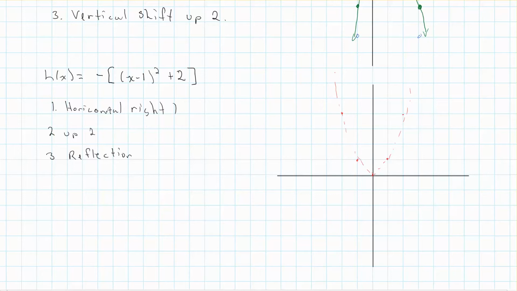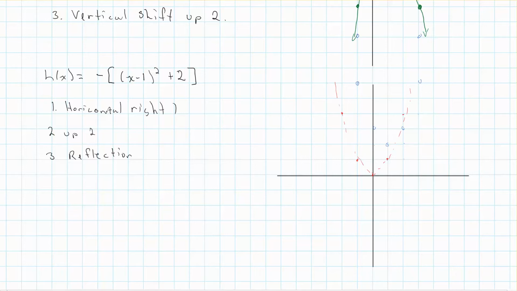And then we're going to do horizontal shift right 1 and then up 2. So I can do those at the same time. So right 1, up 2. So that'd be right here. Right 1, up 2, right there. Right 1 and up 2. And then right 1, up 2. All right, so those were they would be.